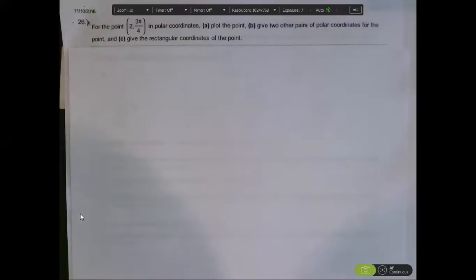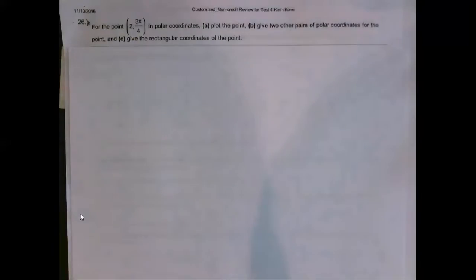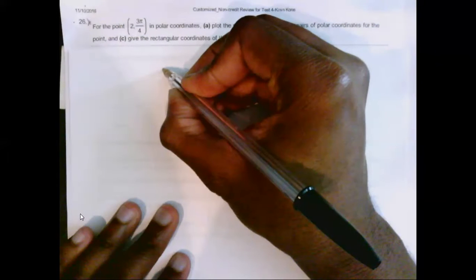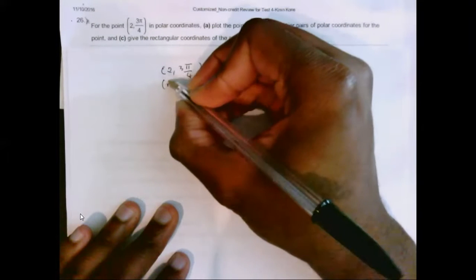So in this question we have a point to a polar coordinate. So we have a point (2, 3π/4) like that. So r is equal to 2 here, and theta here is 3π/4. So that's our polar coordinate. They want us to plot the pairs of polar coordinates for your point. So what we're going to do first, we're going to start with a sketch.